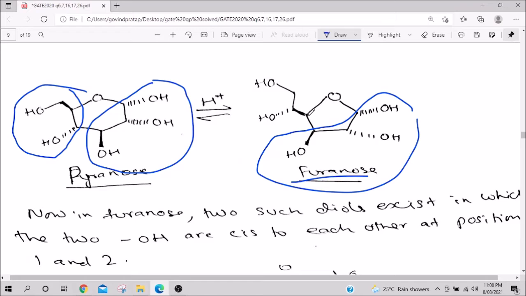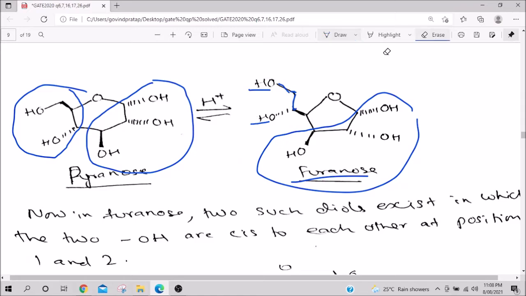Now this 1,2 diol can again be cis because it is a single bond, so it can rotate. I have not drawn it here, it is a single line because it is no more a chiral carbon, because 2 hydrogens are there. So it can always rotate and bring these two OH in the same side. I hope I am making sense.